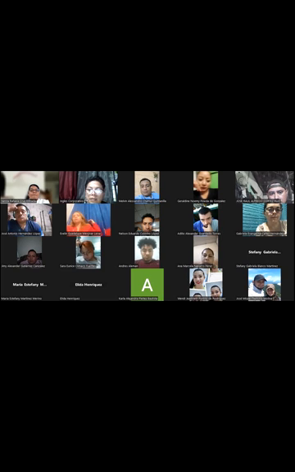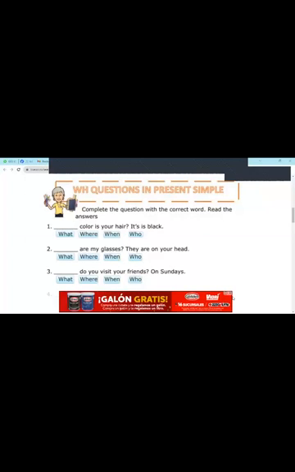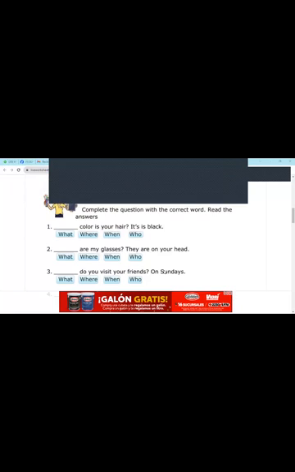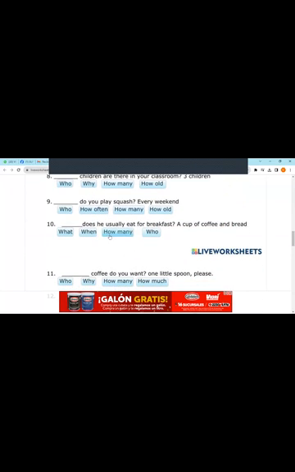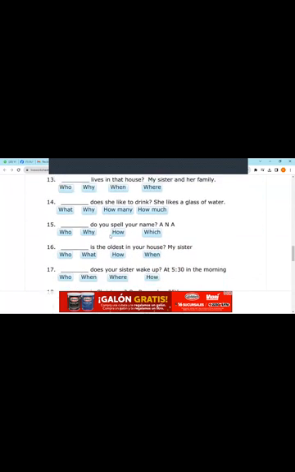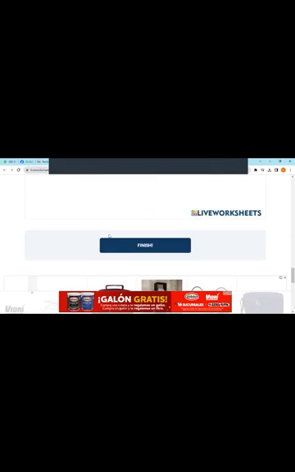And it's this one. It says WH questions in simple present. So here you have, for example, in number one, it says, color is your hair? It is, or it's black. So we're going to color the correct answer. You're going to click and select the correct answer. So you're going to have 1, 2, 3 until number 10. These are WH questions, okay?